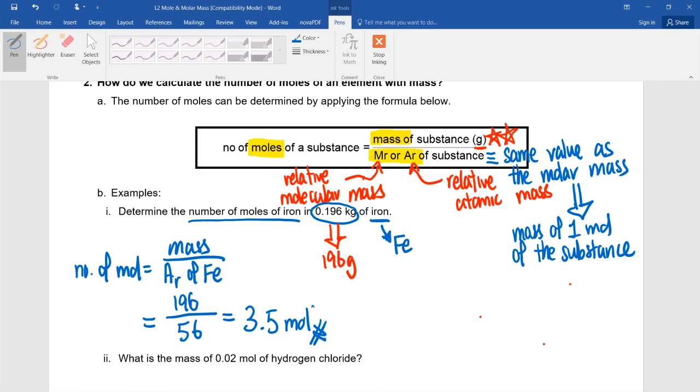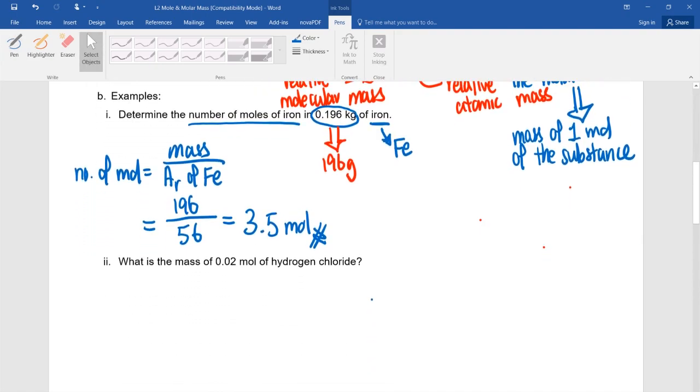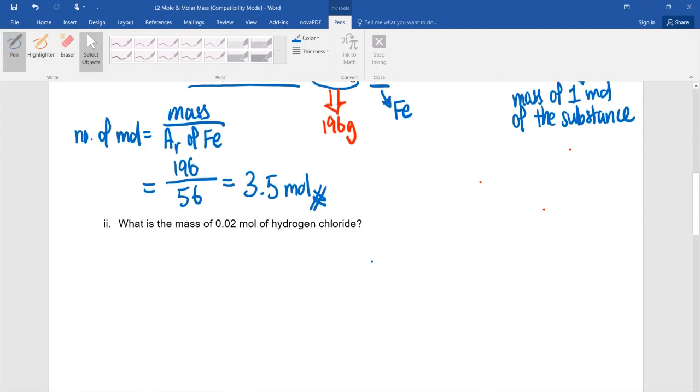So you can have 3.5 mole, nothing wrong, because it's just 3.5 times 6.02 times 10 to the power 23. So there's no issue with it having that decimal. So let's take a look at another example first. What is the mass of 0.02 mole of hydrogen chloride?